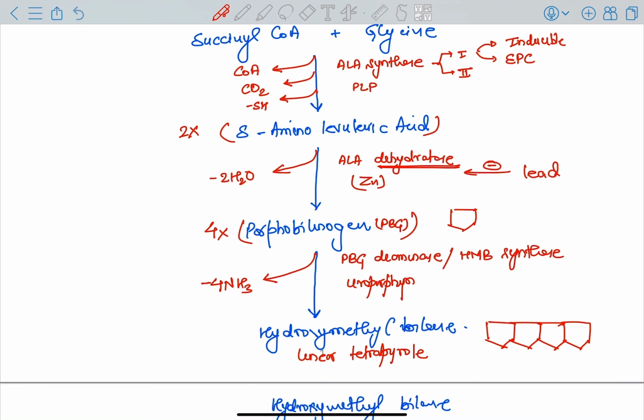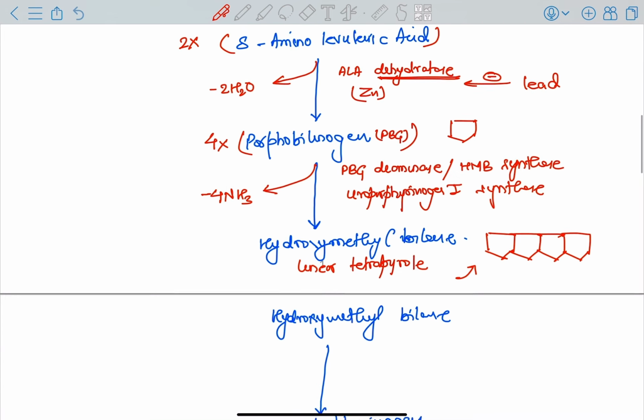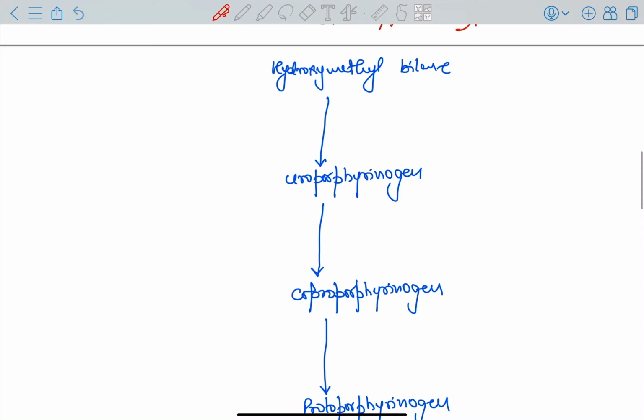uroporphyrinogen 1 synthase, because this thing is also known as uroporphyrinogen 1. Now this hydroxymethylbilane is converted into uroporphyrinogen 3 with the help of uroporphyrinogen 3 co-synthase. Now what happens here? Basically nothing happens, only cyclization takes place. The linear gets converted into a cycle.